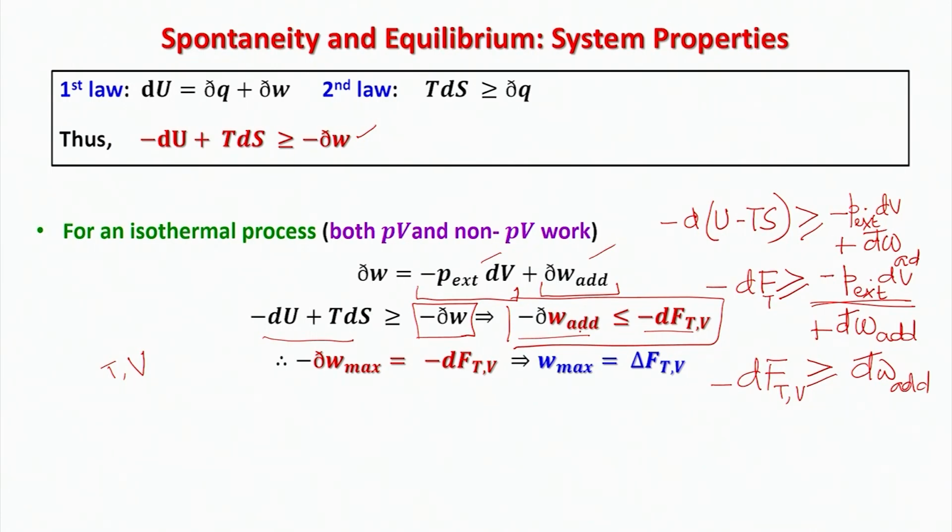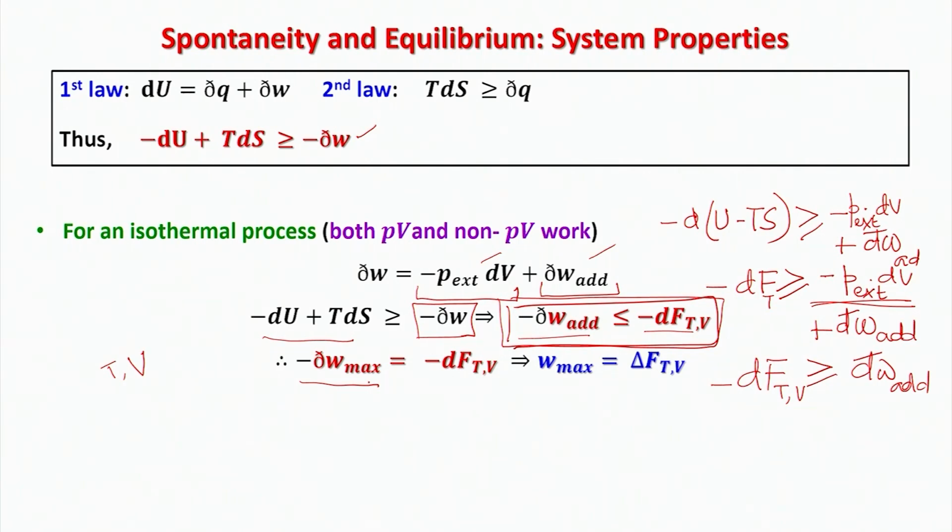And so when do we know that this inequality sign holds? It holds when the process is an irreversible one. So when will I have the equality sign? The equality sign is obtained when I have a reversible change in state. Under that condition, we already know that dW is nothing but the maximum work done by the system on the surroundings.